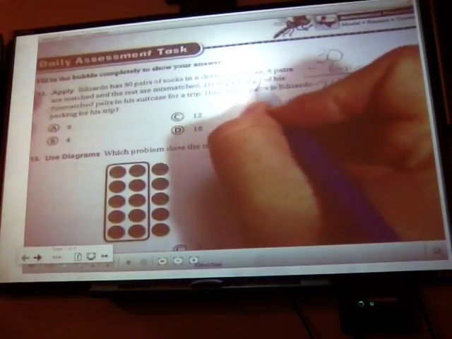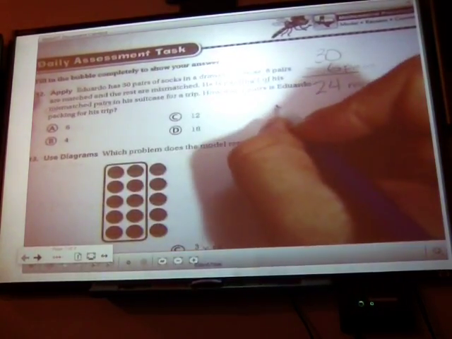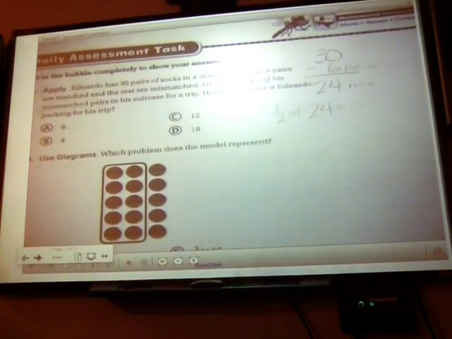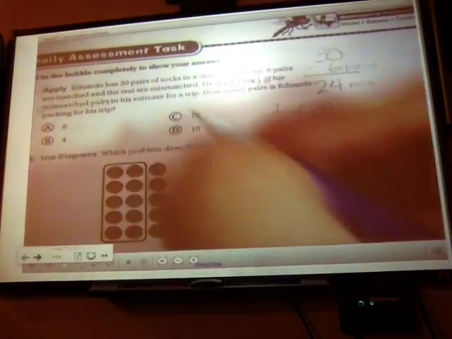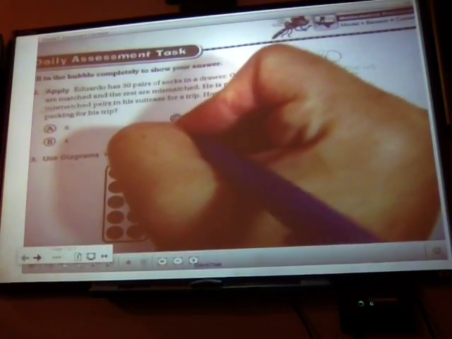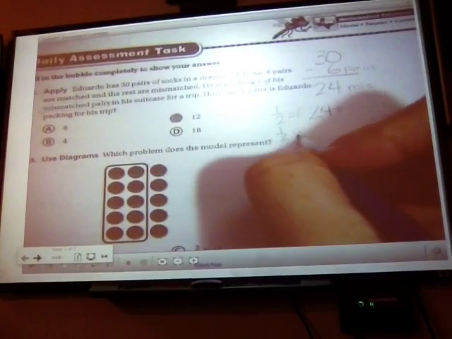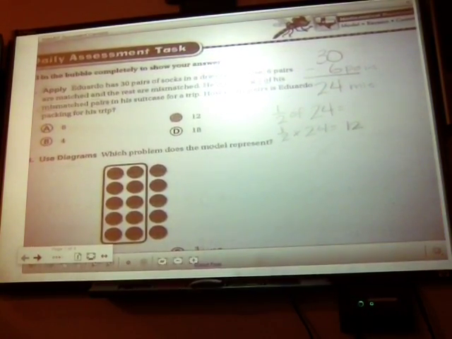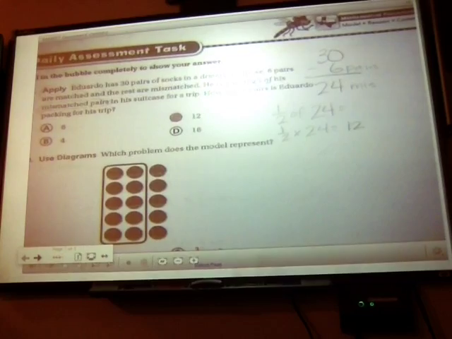He is packing half of his mismatched. What is half of 24? 12. You didn't even realize you're doing a multiplication. 1/2 of 24 is 12. You didn't realize it, right? Very interesting. You know what half of a number is. That's the same thing as multiplying by a half. Okay?